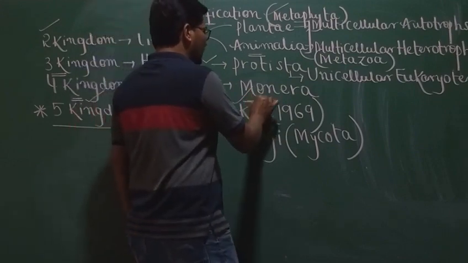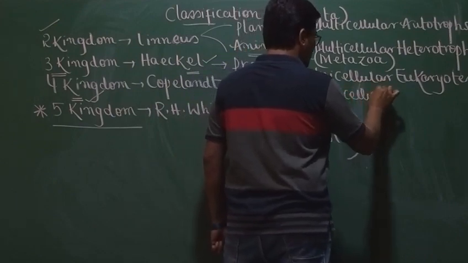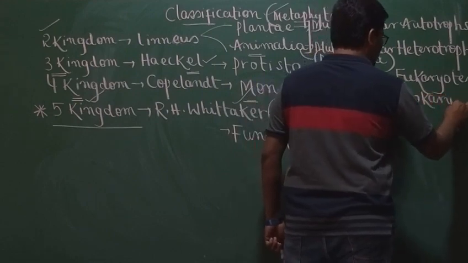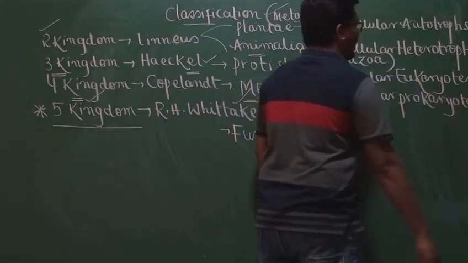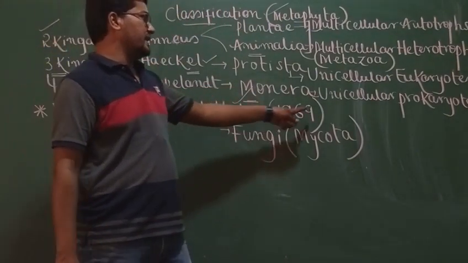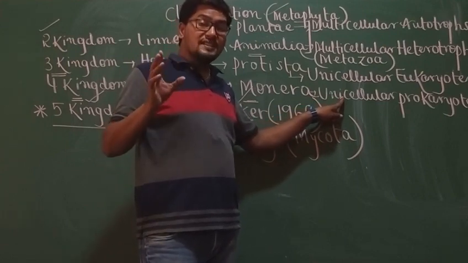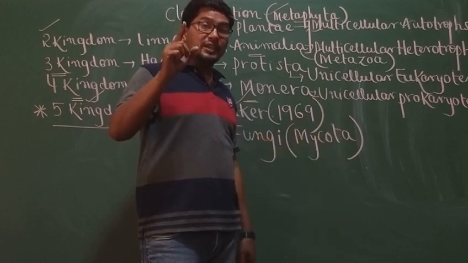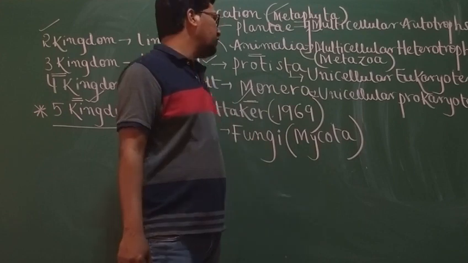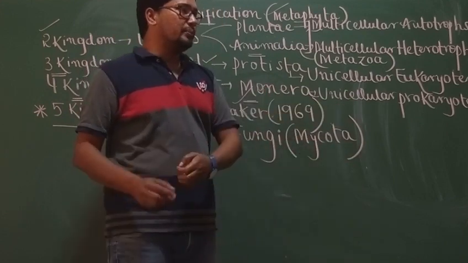Okay, next Monera. Monera is the kingdom of unicellular prokaryotes. Their entire body should be made up of a single cell, but they must not possess a distinct nucleus, meaning the nuclear membrane should be absent. So bacterial cells are the best example for kingdom Monera, because Monera is the kingdom of unicellular prokaryotes.